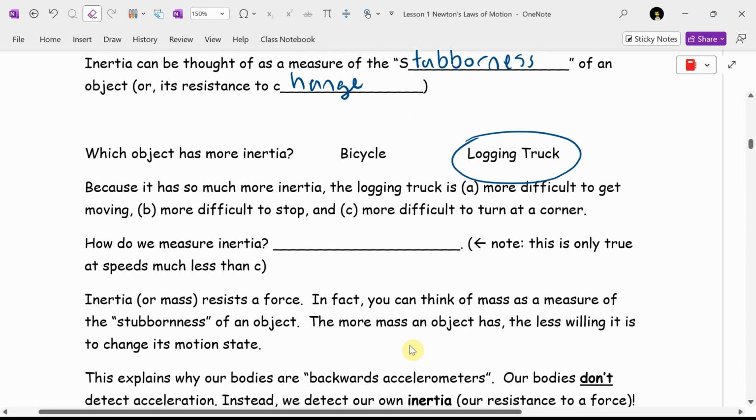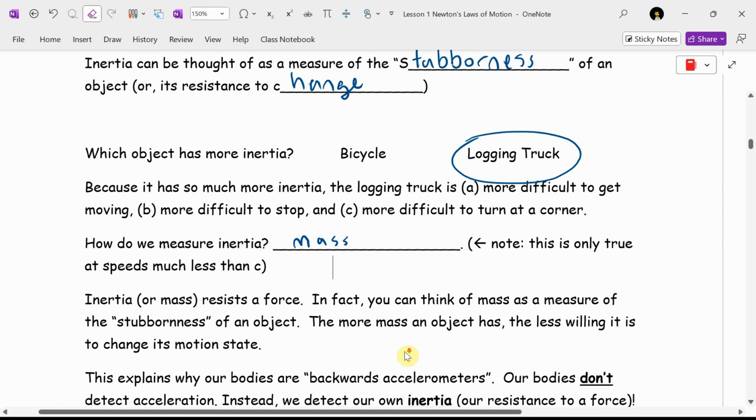How do we measure inertia? We're going to treat inertia as the same thing as mass. This is only true, as you raised a point earlier, if you're not going near the speed of light. Special relativity and general relativity are better versions of what I'm talking about here, but as long as we're not going near the speed of light, this will be pretty good.